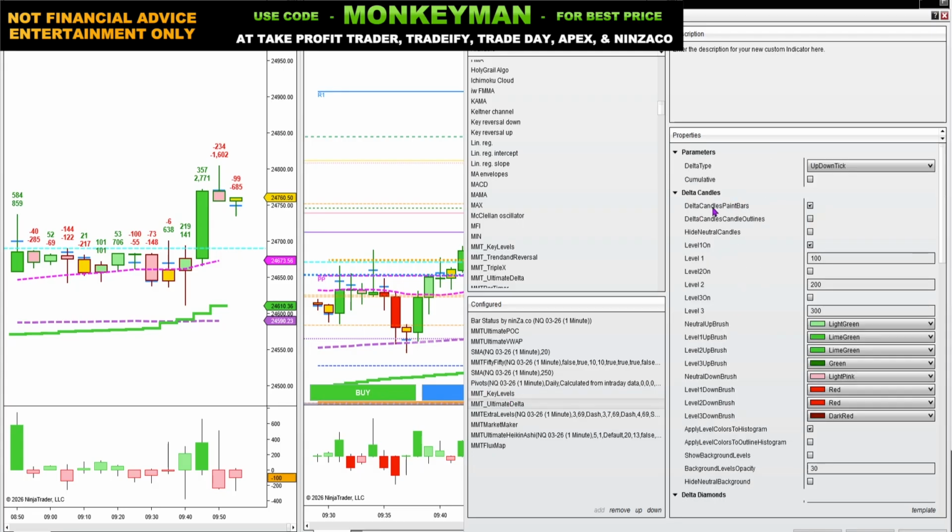I've got the delta candles paint bars activated, not the outlines, just the bars, the inside of the candle. I've got level 1 activated, and on the 1 minute NQ chart, I'm using a level of 100.